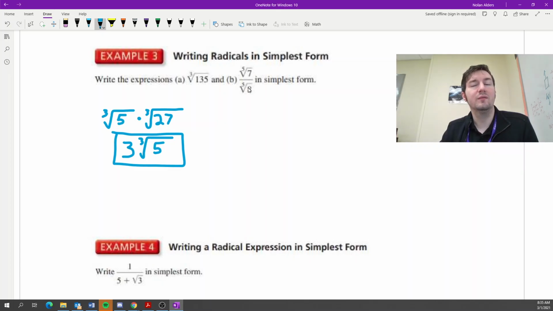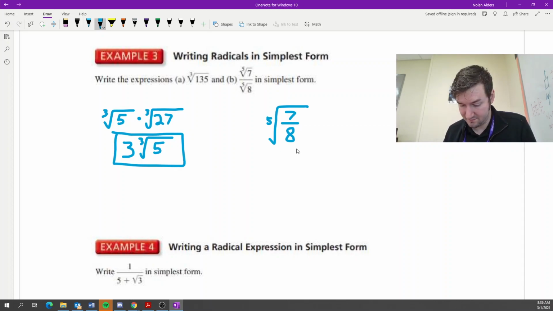With this part B up here, notice they have the same radical. So we can divide these two. So we'll have 7 over 8, the fifth root of 7 over 8. And I don't think that we can make that any simpler. We'll go ahead and try to, but I don't think it's going to work. Yeah, no. So I think that's about as simple as it gets right there.